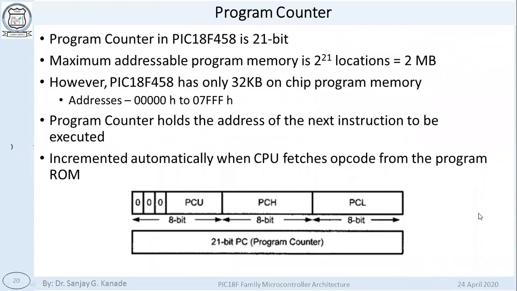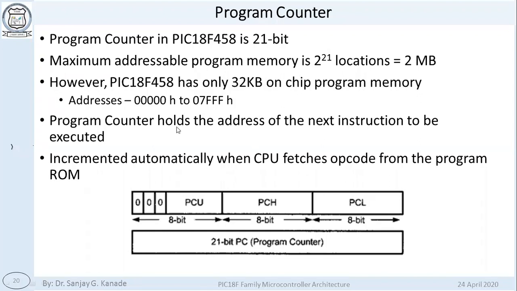Okay. Now coming to the registers inside the microcontroller, we have seen some of those already, but we'll take a look back again in more detail. The program counter. As we said, the program counter is 21-bit. So maximum addressable program memory is 2 raised to 21 locations, and each location stores 1 byte. That's why the total addressable memory is 2 MB. However, this IC has only 32 KB memory on chip, and the addresses for this memory are 00000 to 07FFFH.